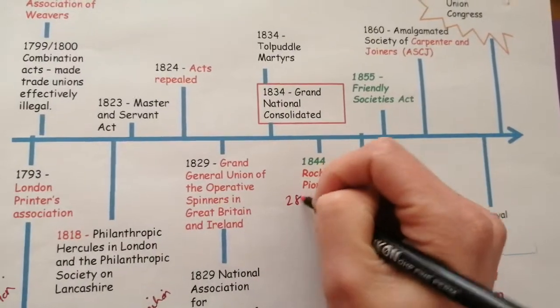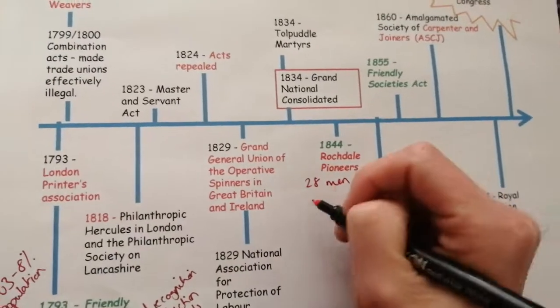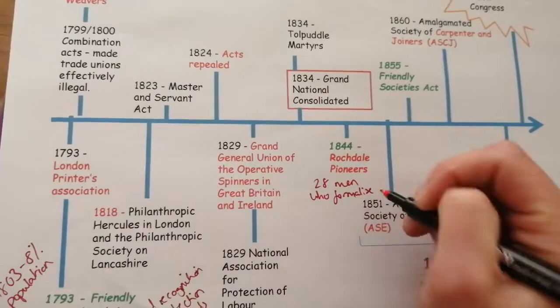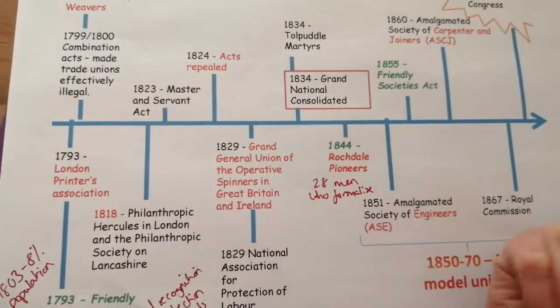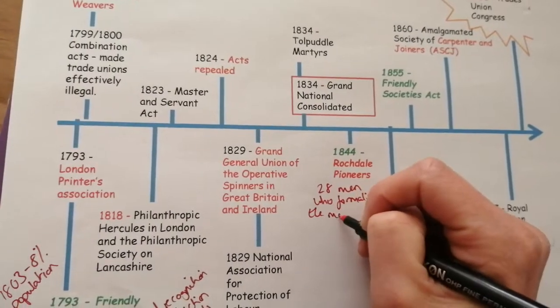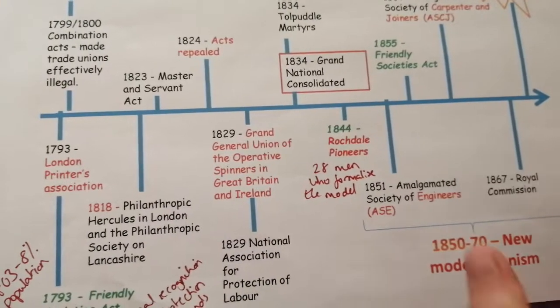We did this with our zines. They are 28 men who basically formalised the whole process. Rather than just having one example, they're coming up with a model. So that's what we'll put, 28 men who formalised the model. And they are much more professional.